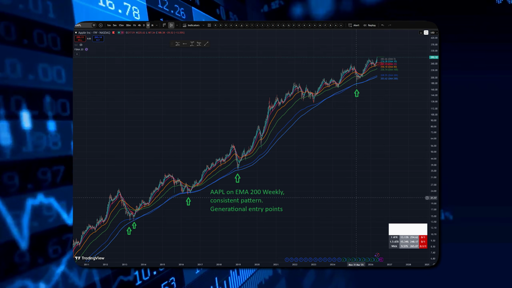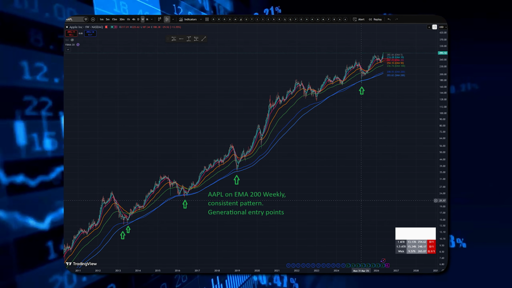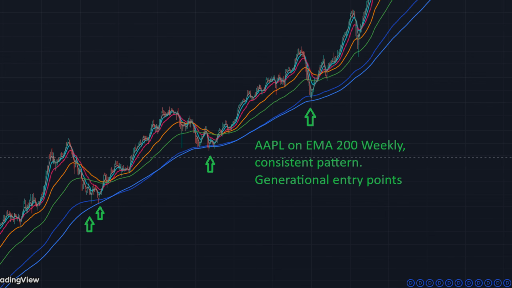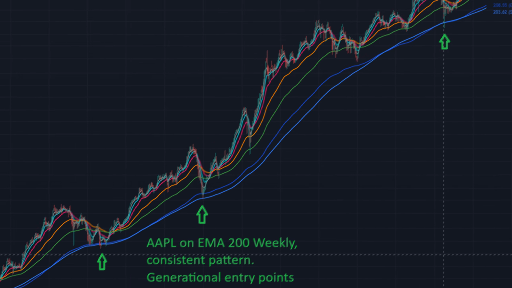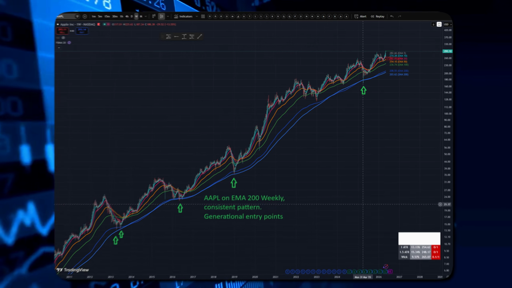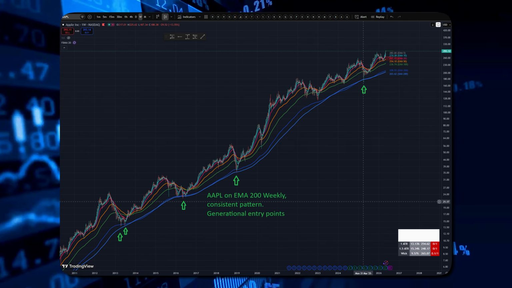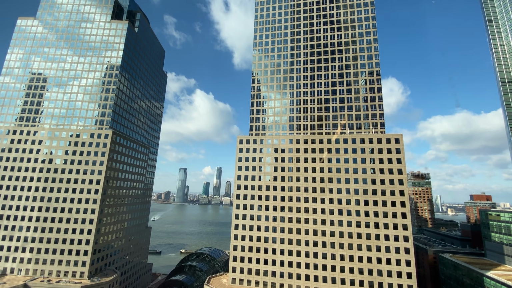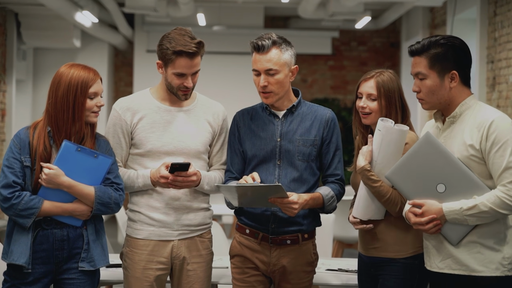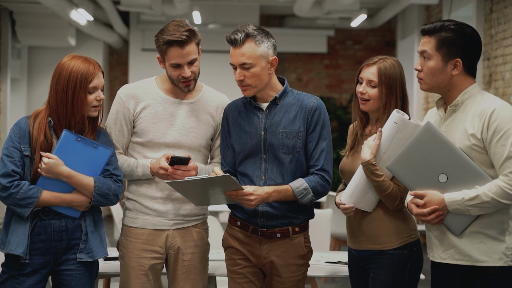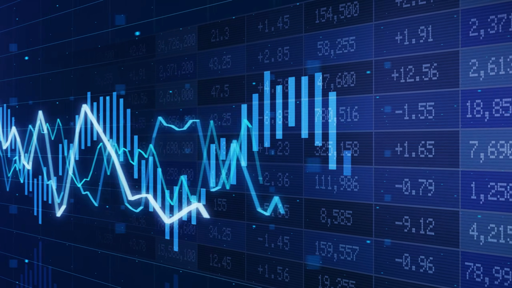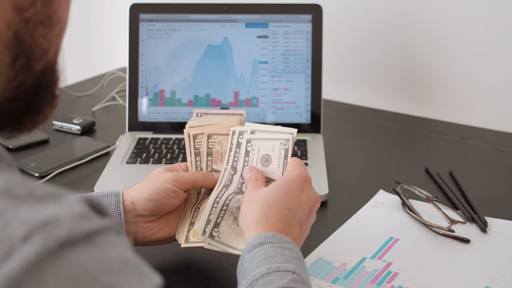Apple is perhaps the most beautiful example of respect for the EMA 200 on the weekly timeframe. Look at the history since 2016. Every major correction, in late 2018, in March 2020 with COVID, in January 2023, ended with a bounce from the weekly EMA 200 with 1-2% precision. Why? Because the largest funds, from Berkshire Hathaway to Vanguard, hold AAPL in their portfolios and use the zone as an averaging point. When price touches the weekly EMA 200, accumulation algorithms kick in. This isn't magic, it's the mechanics of money flow.